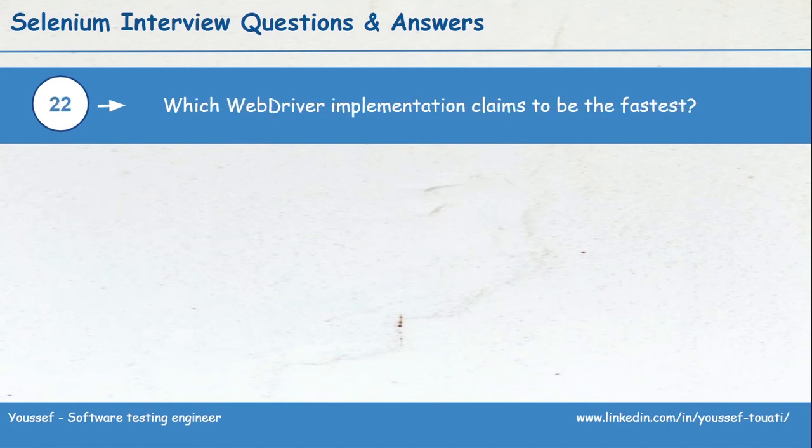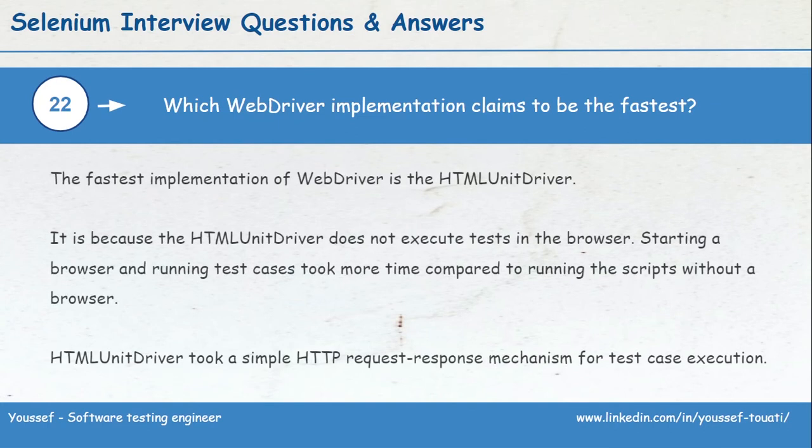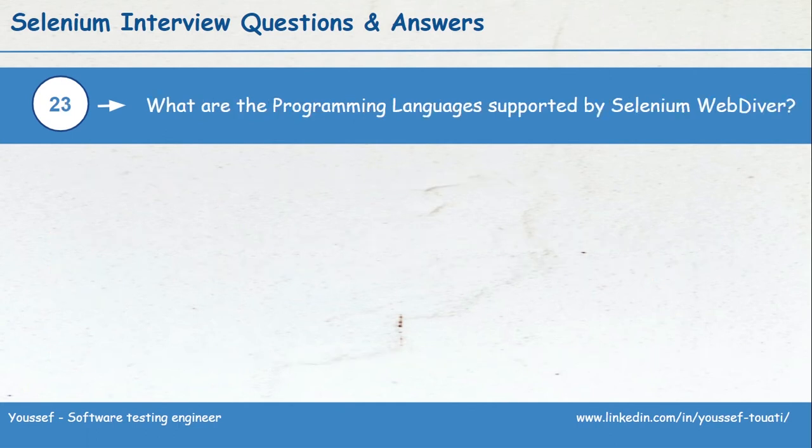Now the interviewer will ask you which WebDriver implementation claims to be the fastest. The fastest implementation of WebDriver is the HTML unit driver. It is because the HTML unit driver does not execute tests in the browser. Starting a browser and running test cases takes more time compared to running the scripts without a browser. HTML unit driver uses a simple HTTP request-response mechanism for test case execution.